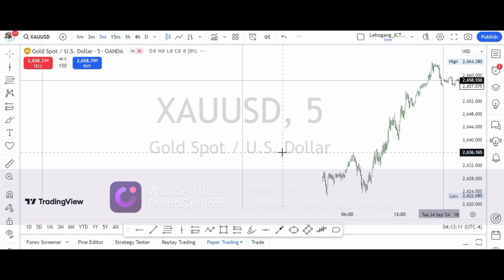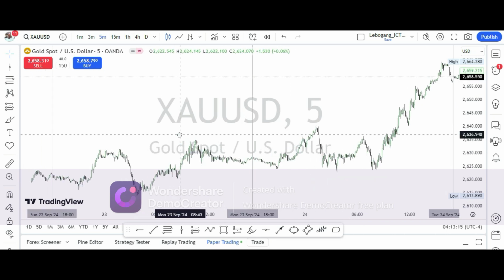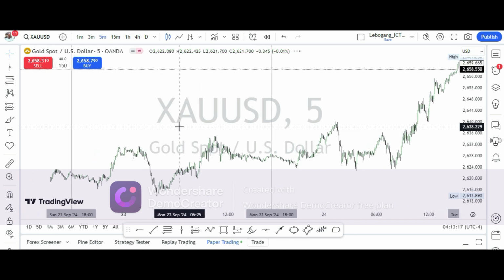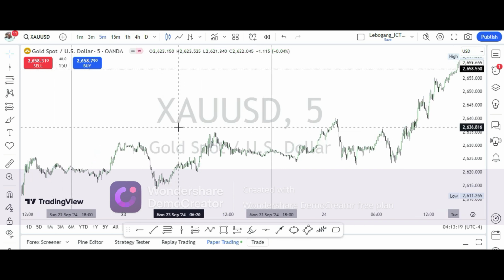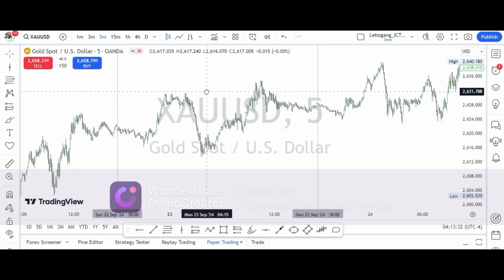So today we'll be backtesting the 5 minute chart, because for the previous week I was using the 5 minute chart. I didn't use the 1 minute chart or 15 minutes. I only used the 5 minute chart for the rest of the week. So we'll be backtesting with the 5 minute chart.